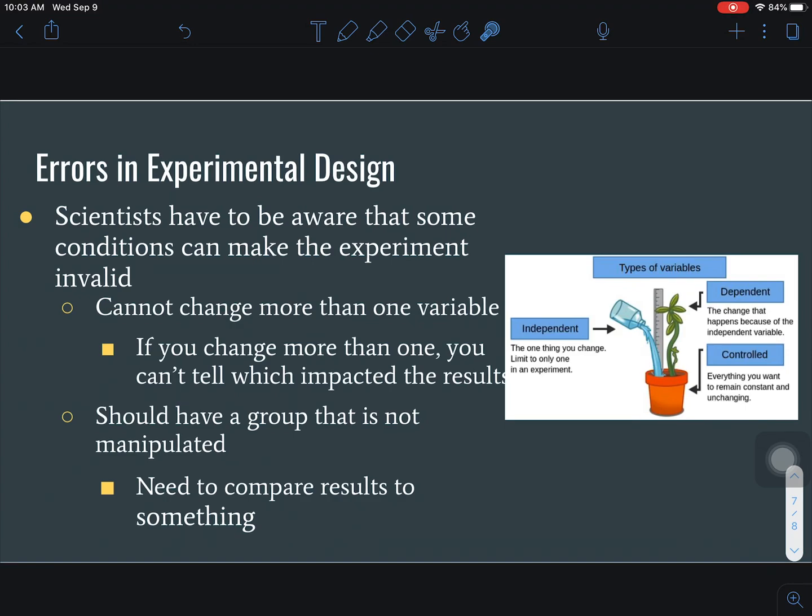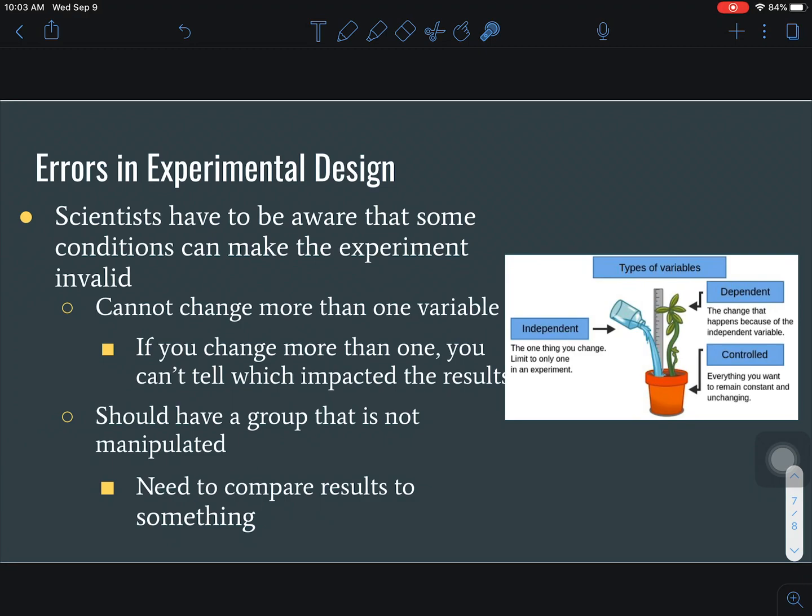So what makes something invalid is if you have more than one variable. We cannot change more than one independent variable. If you change more than one, you don't know what caused the change. If I change the height of my crumpled piece of paper, if that's up higher than my non-crumpled piece of paper, well, I changed the shape of the paper, crumpled versus uncrumpled, and I changed the height.